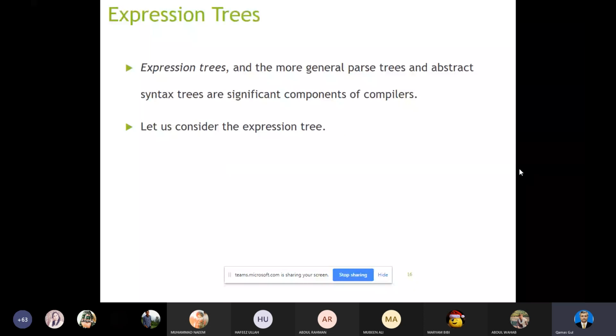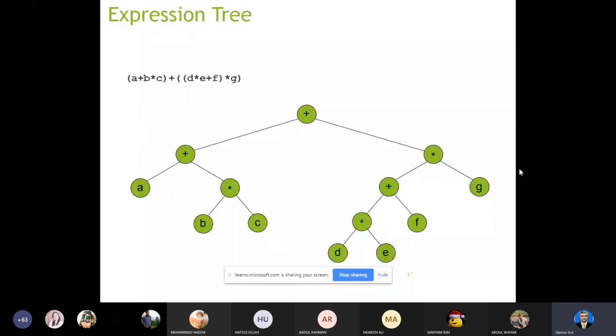Now let's consider this expression tree. You can see at the top left of the slide this expression: parenthesis a plus b, times c, plus parenthesis d times e plus f times g, closing parenthesis. This is a mathematical expression, and it is being represented on this expression tree.